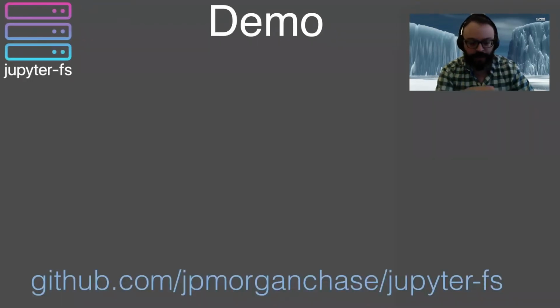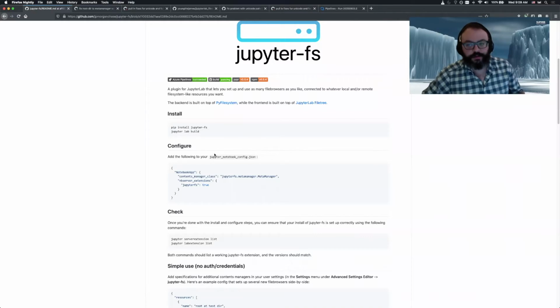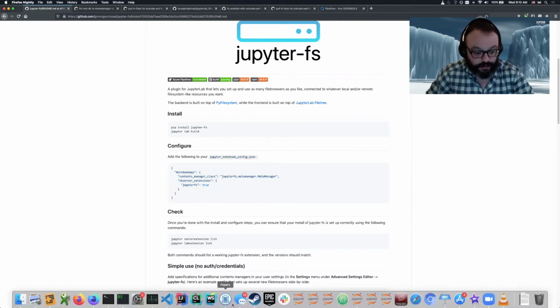If you want to find all the stuff for yourself, you can find it at our GitHub. The link is down at the bottom there. The first thing I'm going to go over is how to install JupyterFS. Installation is mostly straightforward. The only tricky part is that we do need to add some custom JSON config to your jupyter_notebook_config.json file. We'll go over exactly how to do that in a second.